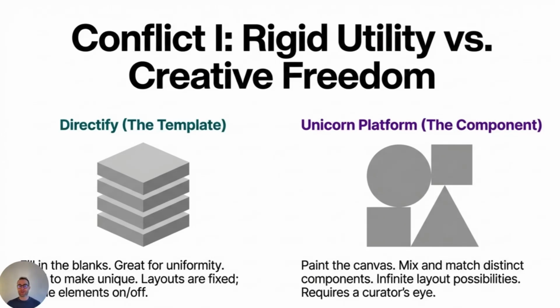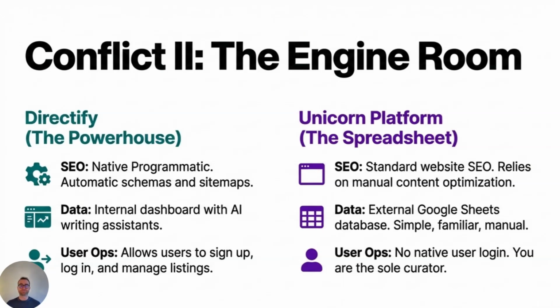So Directify is really the template. It's fill in the blanks. It's great for uniformity. It's harder to make it look unique, and the layouts are fixed. You can toggle elements on and off, but you can't necessarily reorder them in a lot of different ways. With Unicorn Platform, you have a little bit more control over that. The canvas, mixing, matching the components, and you can really get something that's a look that you create that you have more influence over. Both of them allow you to change different colors and fonts and things like that.